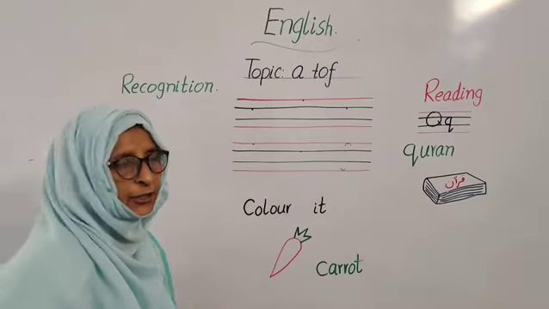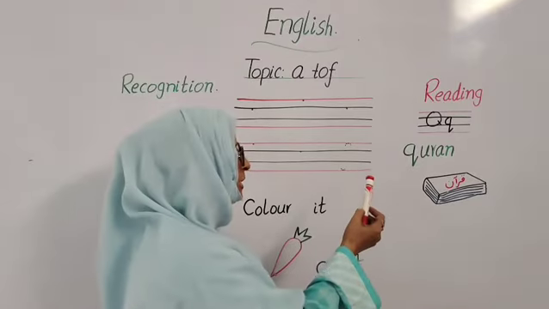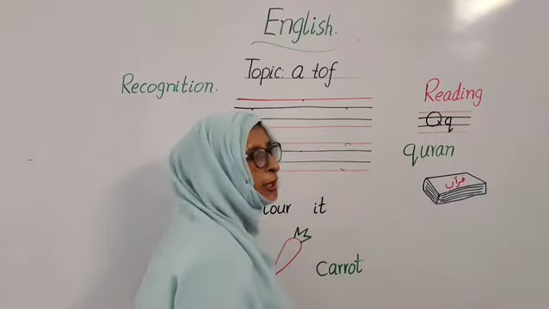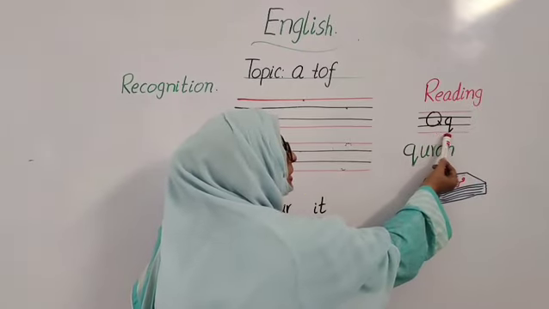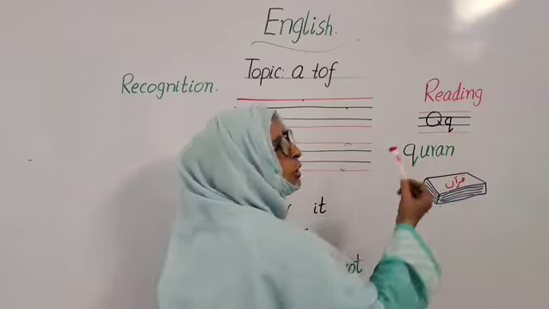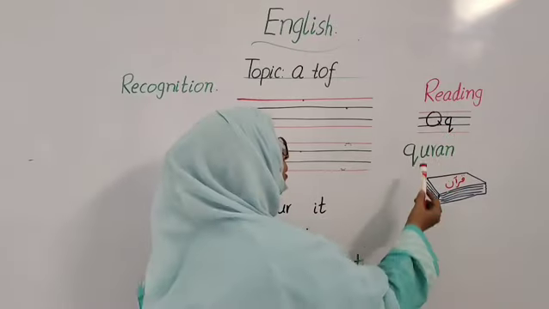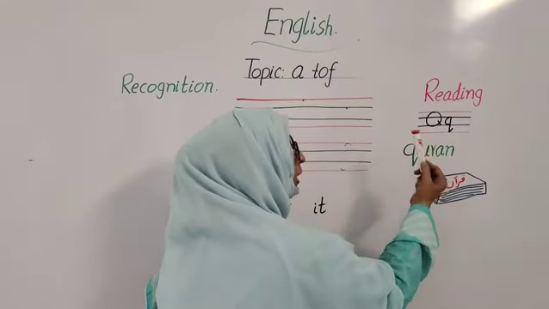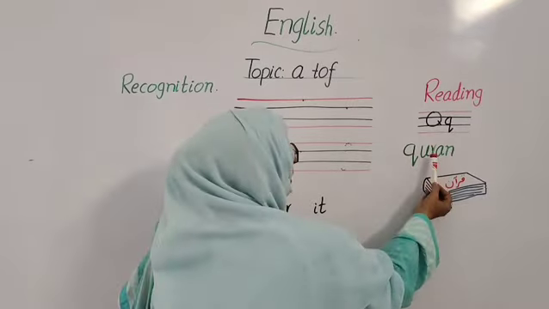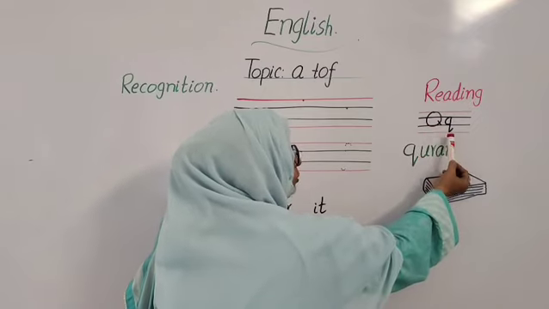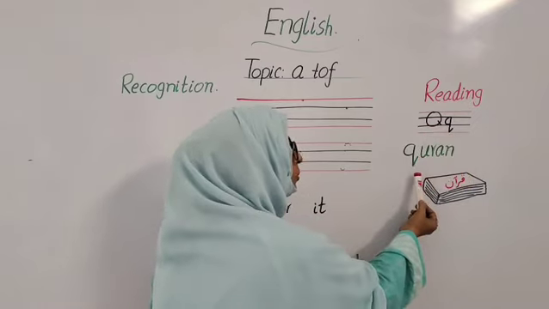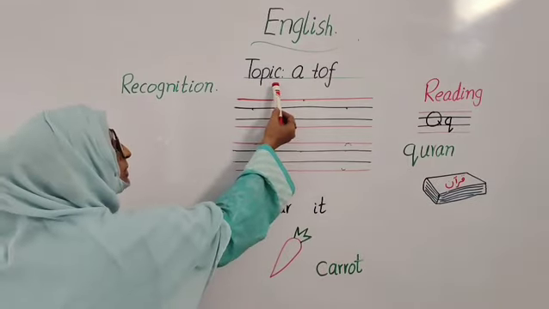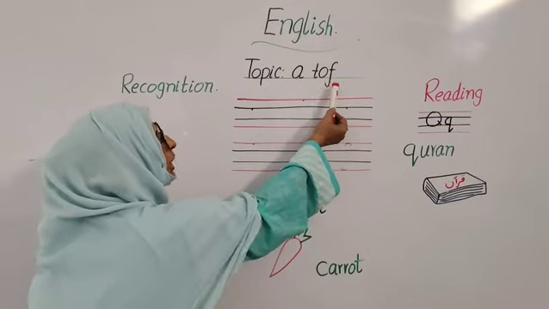English. Okay, it's your reading time. Reading. Which letter is this? Capital Q, small q. Okay? Capital Q, small q. Okay, now look at the topic, A to F.